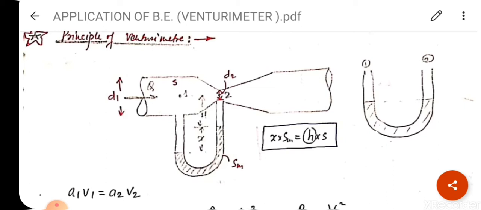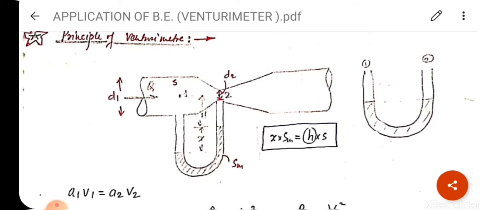But if the fluid is flowing, there will be a pressure change during the flow. At point 1 the pressure will be more and at point 2 the pressure will be less. At point 1 the velocity is less, at point 2 the velocity will be more. This is the concept of Bernoulli's equation. It means that if pressure is decreasing, velocity is increasing. Clear? So see the diagram here.